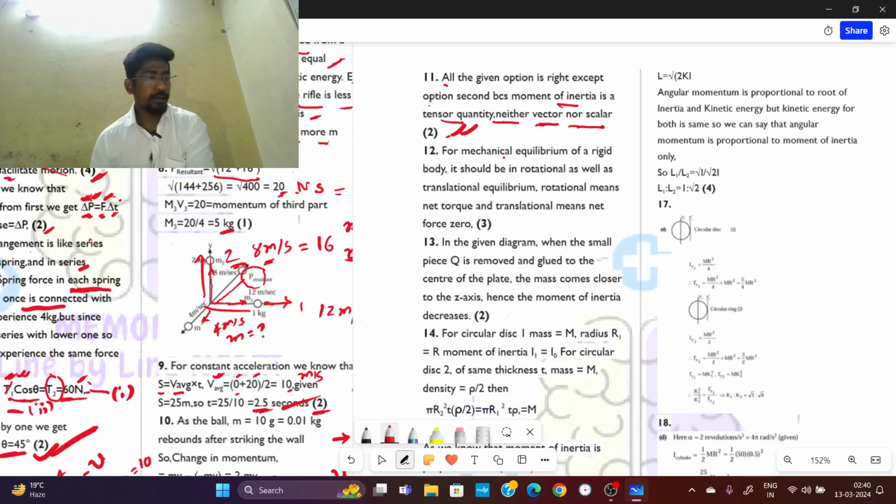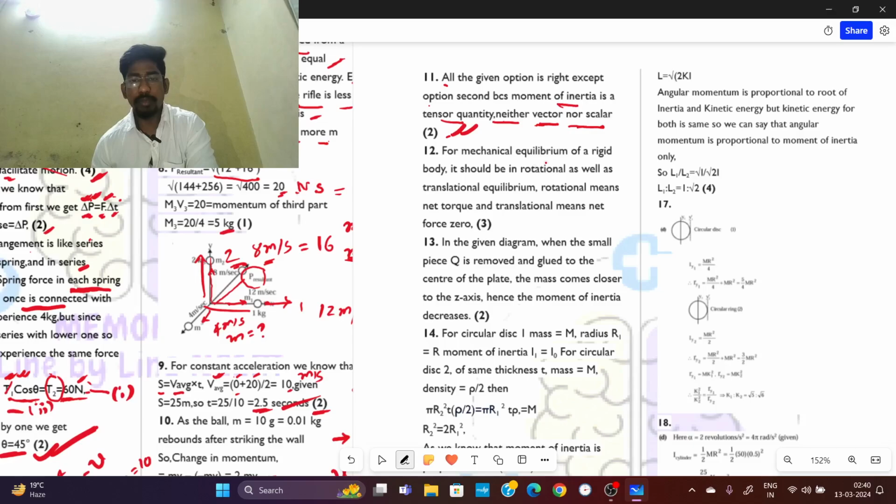Okay. Next question states, which of the following is an essential condition for mechanical equilibrium of a body? The first option is total force on the body should be 0. Second option is total torque on the body should be 0. Third option is both A and B are correct, and fourth option is total linear momentum should be 0.